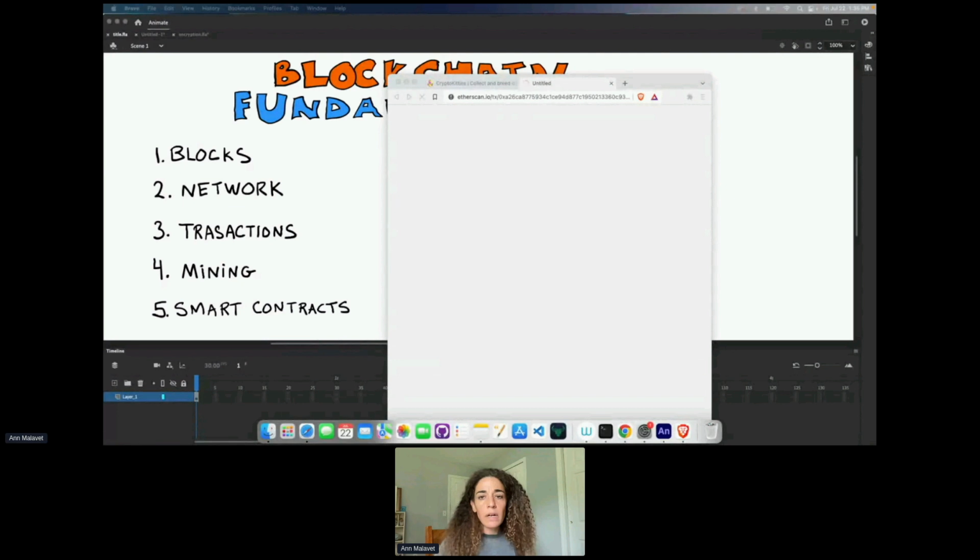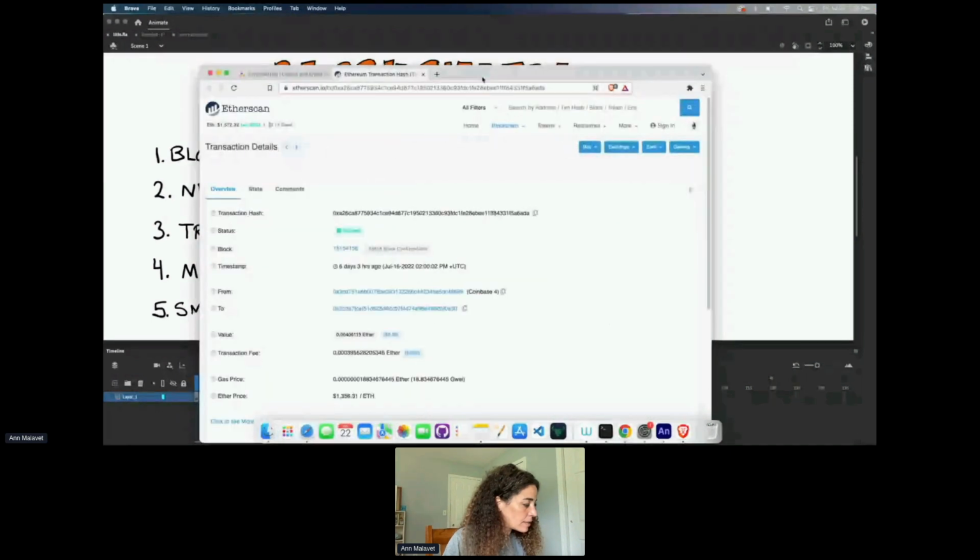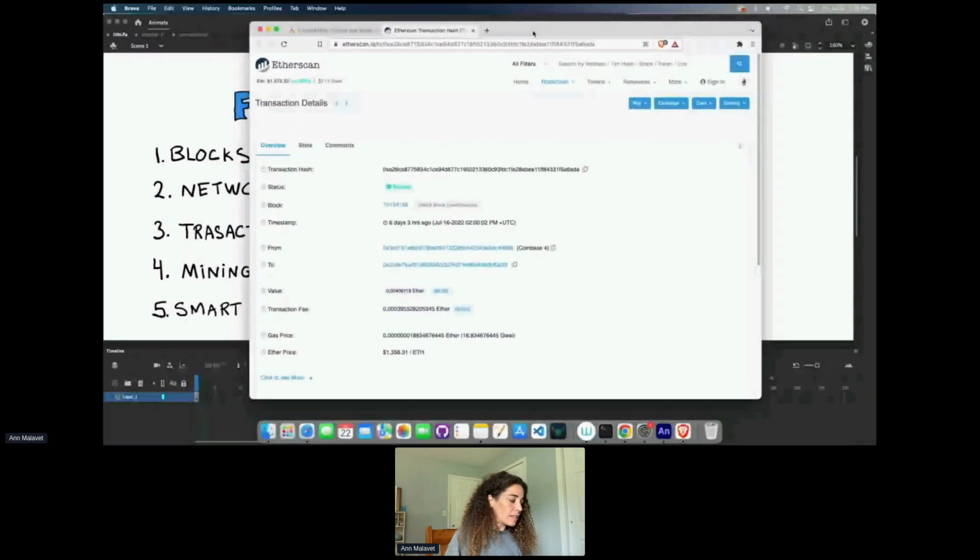I'll share it here on the chat if you want to look at it. This is public information, and this is an easy way to do it. This is Etherscan. You can see that's a transaction hash. This is the timestamp. That's the wallet that it was from, and this is the wallet that it was to. There's a value of $6.39. The transaction fee, which is in Ether, is 62 cents.